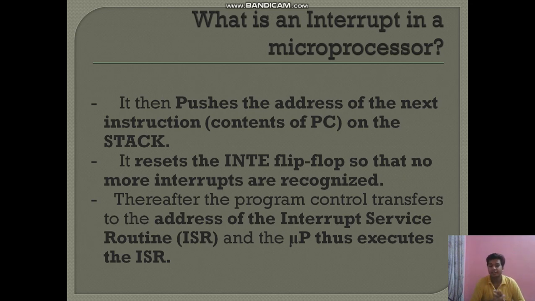It resets the INT flip-flop so that no more interrupts are recognized. What an INT flip-flop is, and how it works, we will study later in this slide. Once an interrupt is recognized, it resets the INT flip-flop so that no other interrupt can occur. Thereafter, the program counter transfers to the address of the interrupt service routine, and the microprocessor first executes the ISR, and then comes back to the next instruction and services it.